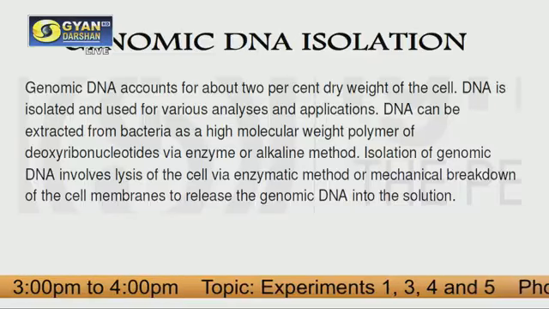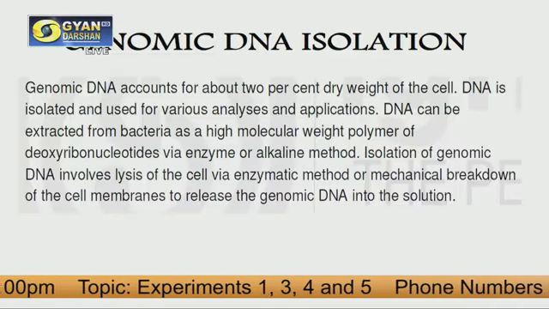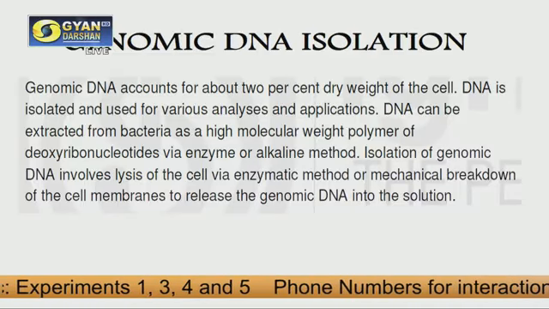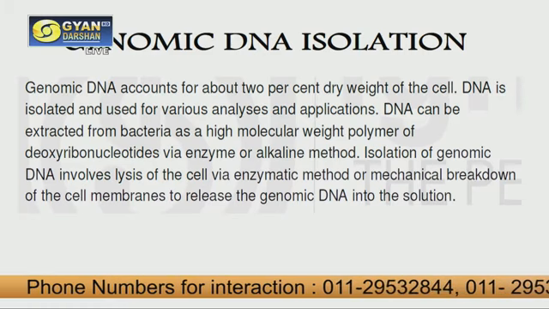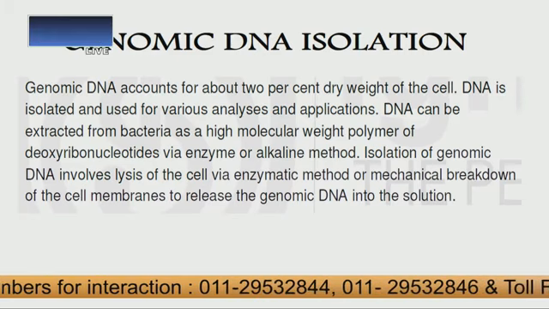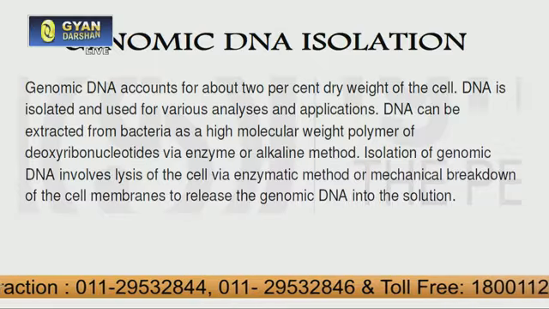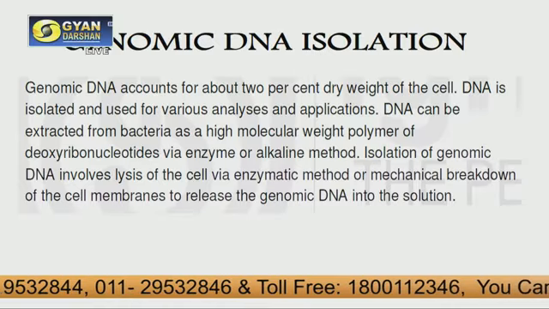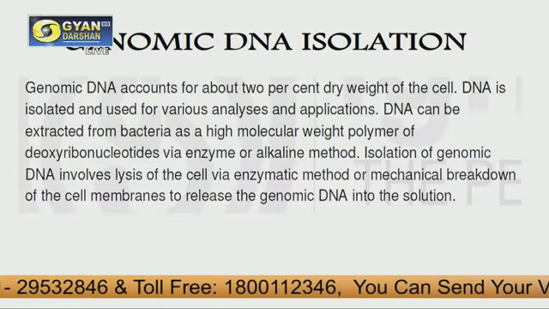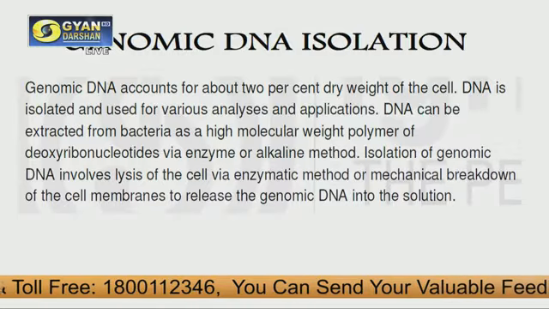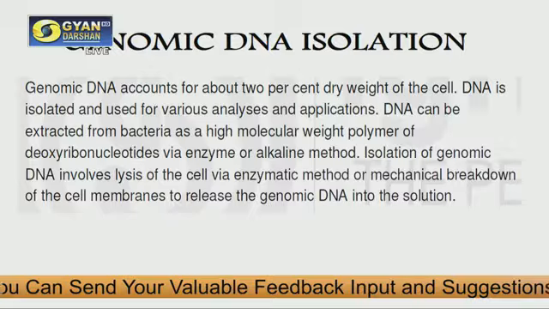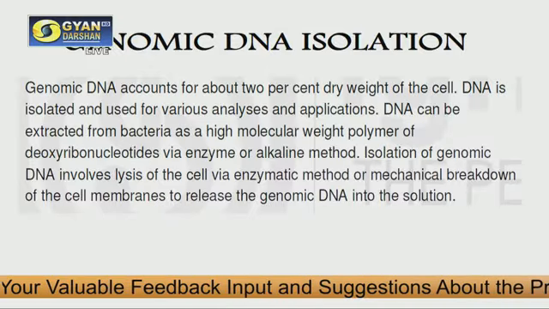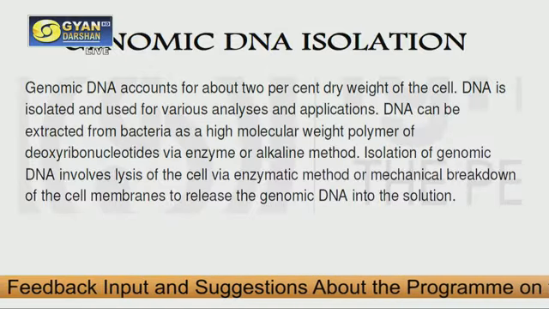Now, as I said, you can isolate the genomic DNA from bacteria, from plant and animal. Now we will focus our attention on the genomic DNA isolation from bacteria. So the DNA can be extracted from bacteria as a high molecular weight polymer of deoxyribonucleotides via enzyme or alkaline method. So which is the method that we are using? We are using the enzyme or the alkaline method.